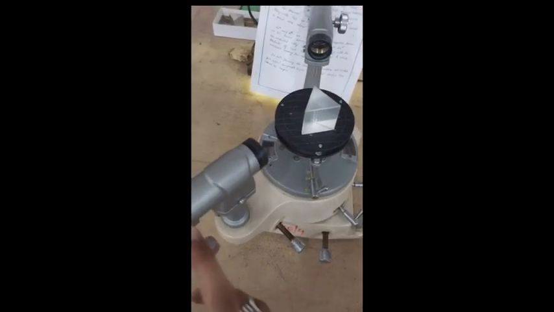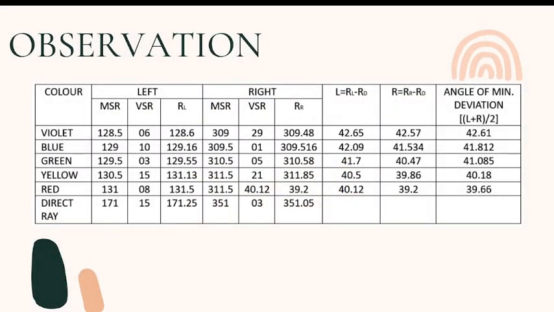After the adjustment of the telescope, point the crosswire of the telescope on each color and then take down the readings of vernier scales V1 and V2. In this table, we can see the vernier scale readings of each color. To acquire L and R of each color, we subtract the left side reading of the direct ray from the left side reading of the color, and for R we subtract the right side reading of the direct ray from the right side reading of the color. And for the angle of minimum deviation, it is (L plus R) divided by 2.